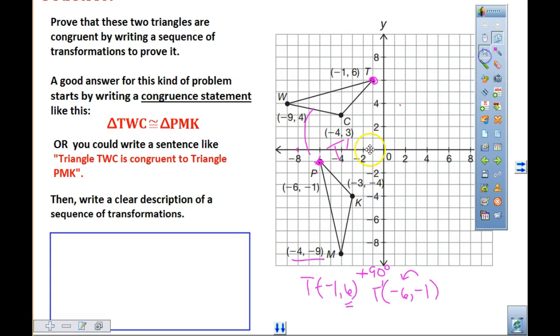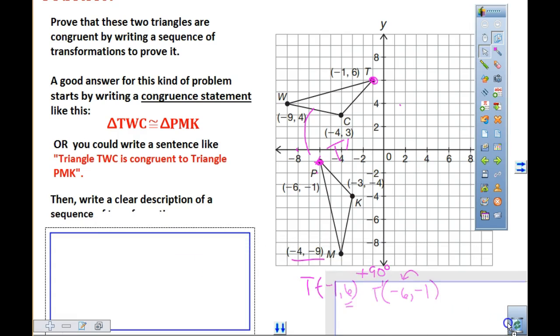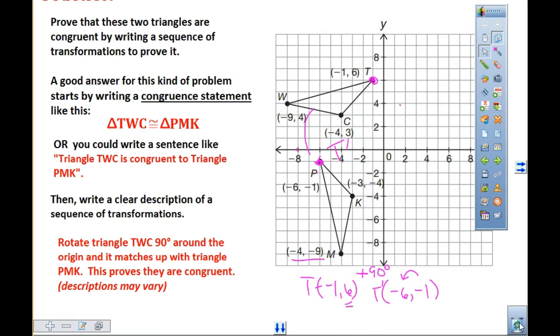So what is our rule? And when you write your rules, positive 90 degrees around the origin, I'm okay if you do that. But here's the part of this that you want to have. So you want to put rotates 90 degrees around the origin. It matches up with triangle PMK. This proves they are congruent. One step is all we had to do. One step. So please put that 90 degrees.